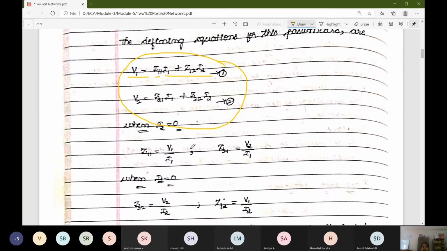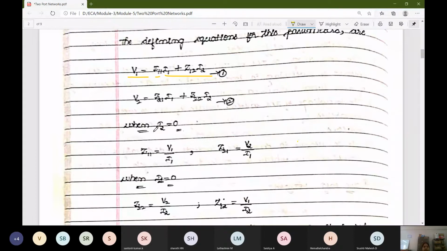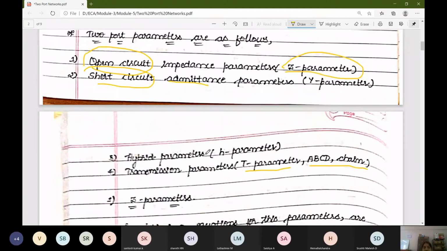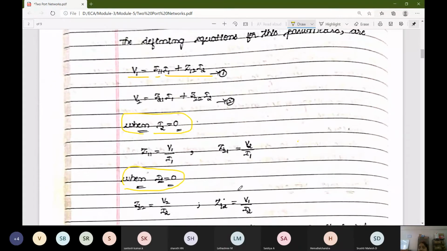Here some conditions will be there. For Z parameters, the first condition is I2 is equal to 0. The second condition is when I1 is equal to 0. You have to remember these two conditions. Here we are making current 0, so it is called open circuit. That is the name: open circuit impedance parameters. Impedance means Z11, Z21, Z22, Z12. That is what we are finding here.